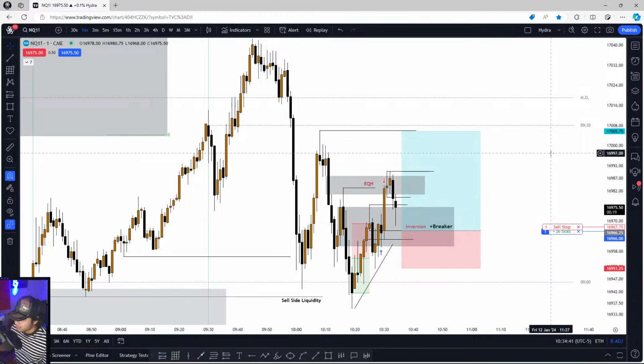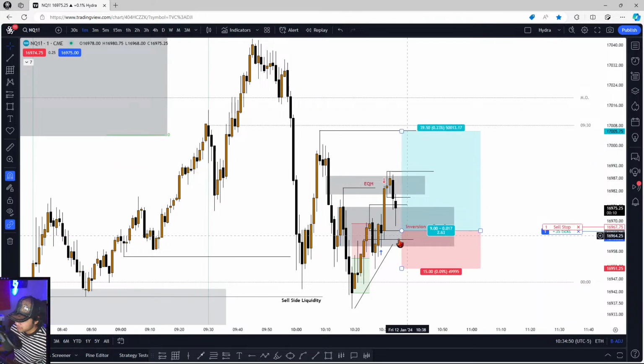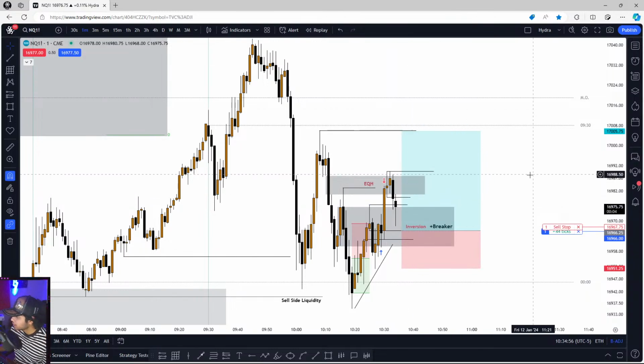$70. Okay, so good profit, right? Even on 1 minute chart. So seems like the aggressive delivery came. Good rejection. Now we want to see this candle's body closing above the breaker.